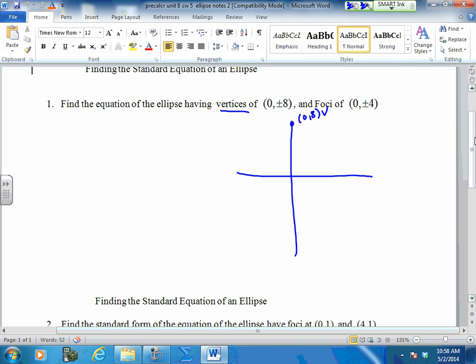This is a vertex point. This is my 0, -8. This is a vertex point. My foci should sit on my major axis. Which one is my major axis? Why? How did you know that?